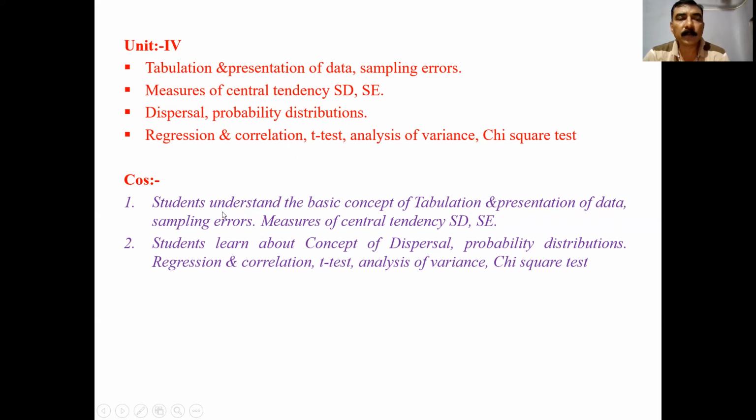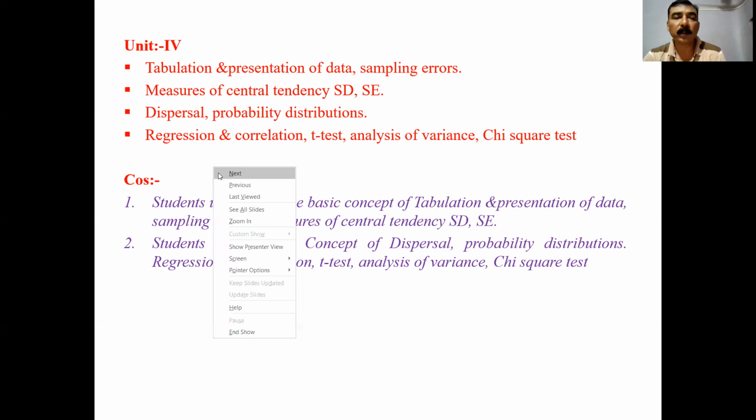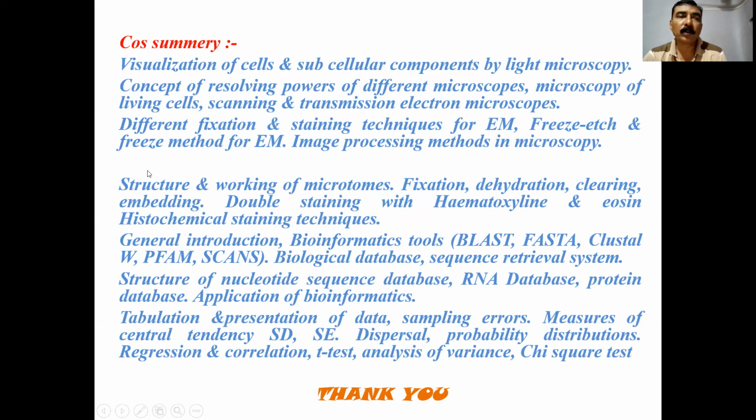The course outcomes, student understand the basic concept of tabulation and presentation of data, sampling error, measure of central tendency, SD, SE. Student learn about the concept of dispersion, probability distribution, regression, correlation, t-test, analysis of variance, chi-square test. All it is included in this particular fourth unit, that is the biostatistics.